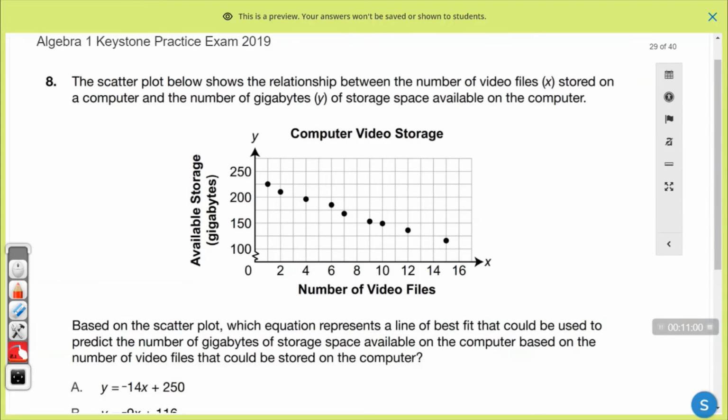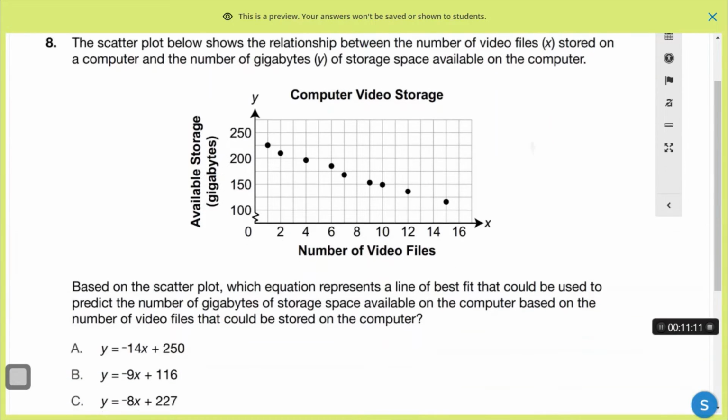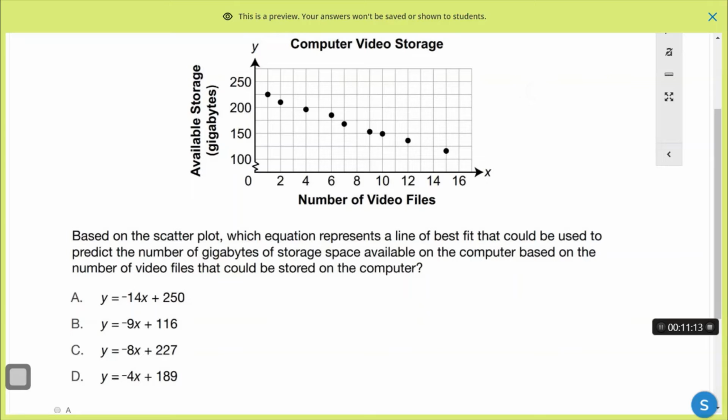Let's take a look at the next question. Number 8. The scatter plot below shows the relationship between the number of video files x stored on a computer and the number of gigabytes y of storage space available on the computer. All right, we've got our graph. And then it says, based on the scatter plot, which equation represents the line of best fit that can be used to predict the number of gigabytes of storage space available on the computer based on the number of video files that can be stored on the computer.